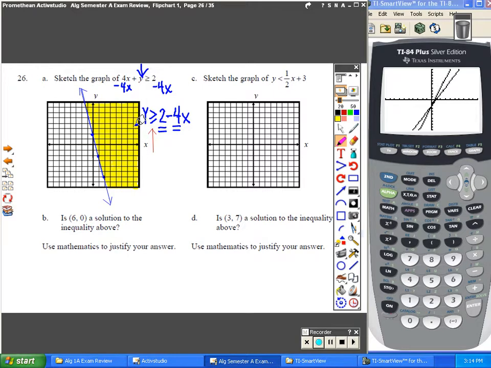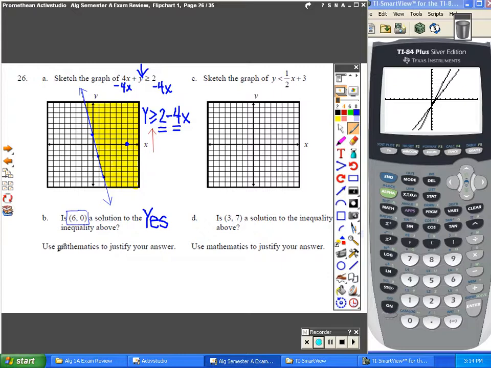And now I just have two questions to answer. First, it asks me if (6, 0) is a solution. So look on your graph, that would be 1, 2, 3, 4, 5, 6. And I would say just by the graph, yes, this is a solution, just because it's in the yellow section.